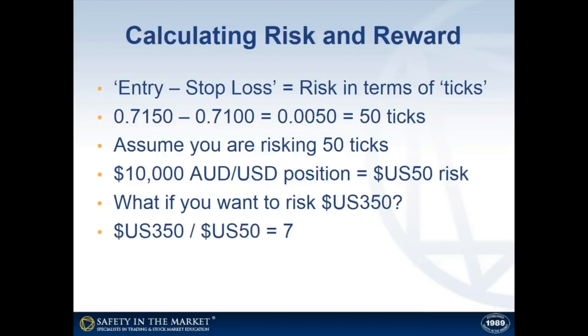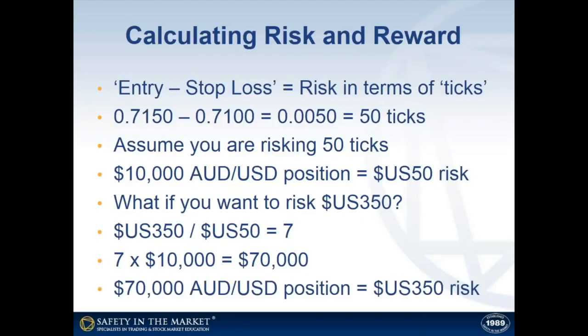Or you can take the amount that you want to risk, which is $350, and divide it by the amount that you're risking for a $10,000 position, which is $50. You divide 350 by 50 and you come up with 7. That means you can take 7 $10,000 positions, or an easier way of looking at that is it's a $70,000 position. So 7 times $10,000 equals $70,000. If you were to take a 70,000 Aussie dollar US dollar position, you'd be risking $350 on that trade.